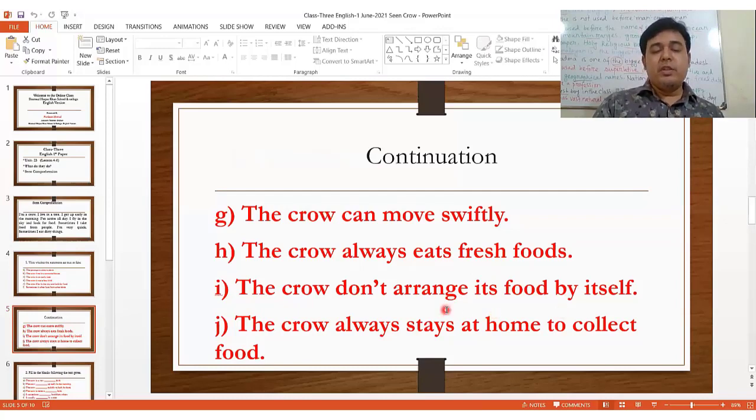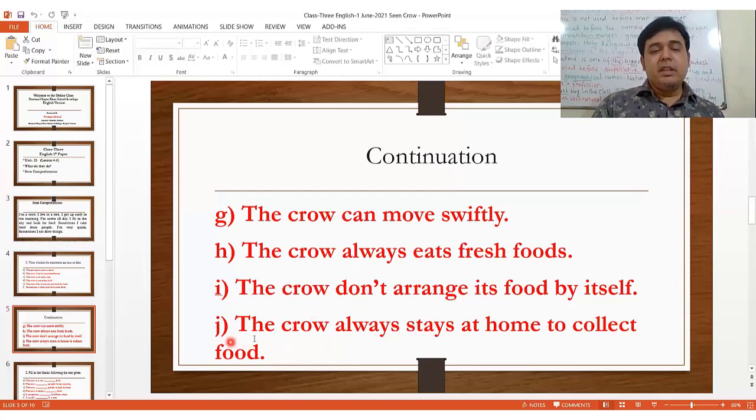Number I, the crow don't arrange its foods by itself. What do you think? That is also false, because nobody gives crow food. Crow is not a favored bird by people. People don't love this bird so much, so nobody gives it extra food. So actually, the crow has to arrange its foods by itself.